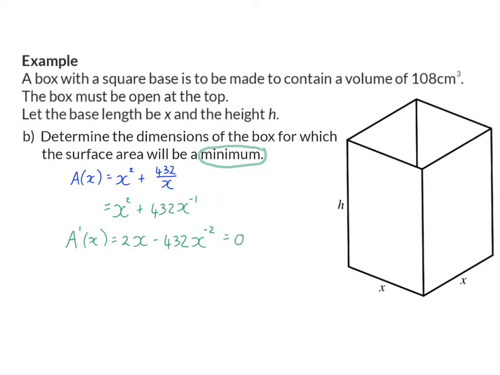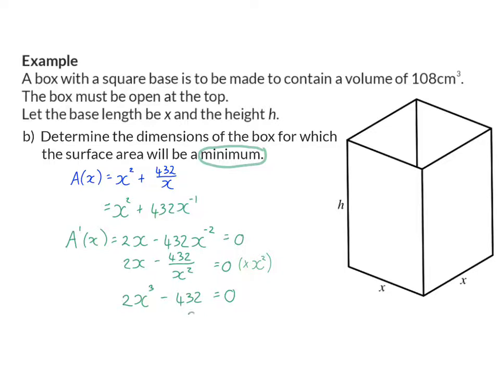Then we're going to put this equal to 0 and solve x. And to solve x here, you firstly need to realize that that x to the power of minus 2 is actually in the denominator. And because of this, I'm going to first have to multiply right through with x squared. So if I multiply 2x with x squared, I'll have 2x cubed. When I multiply the second term with x squared, the minus 432 will be left. And if I multiply 0 by x squared, it stays 0.